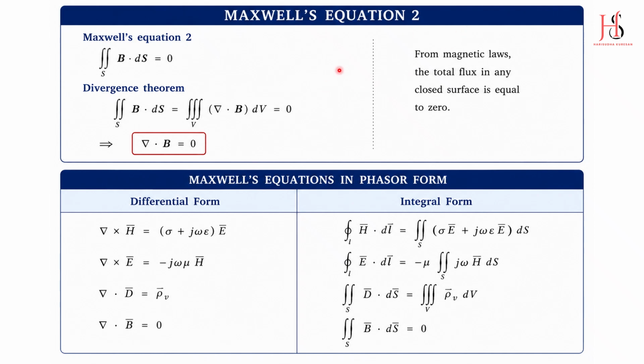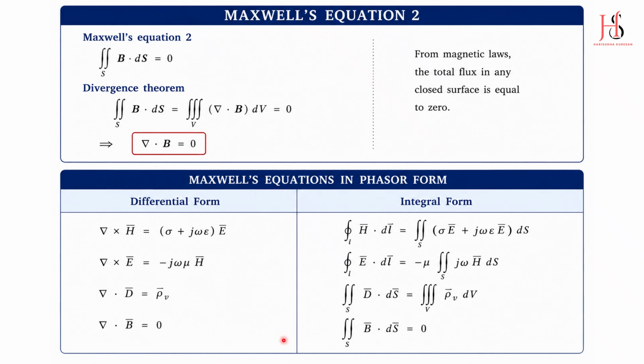Now coming back to Maxwell's second equation, the surface integral of B dot ds is equal to 0, which was derived from magnetic laws, where the total flux through any closed surface is equal to 0. Now applying the divergence theorem, we can convert the surface integral to a volume integral. Earlier we have also seen what the divergence theorem is. So the surface integral of B dot ds is converted into the volume integral of del dot B dv equal to 0. Therefore we can conclude that del dot B is equal to 0. So this is your Maxwell's second equation.